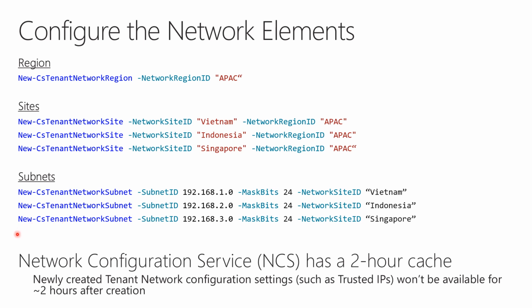Now, a key piece of the puzzle here, the network configuration service has a roughly 2-hour cache window. So newly created configuration settings like trusted IPs or things of that nature may not be directly available until roughly 2 hours after creation. So just keep that in mind as a buffer. If you're doing some testing and you go and create one of these things and you don't see an immediate response, it might be because the NCS cache hasn't flipped yet. So you haven't been able to see that new change that you made.